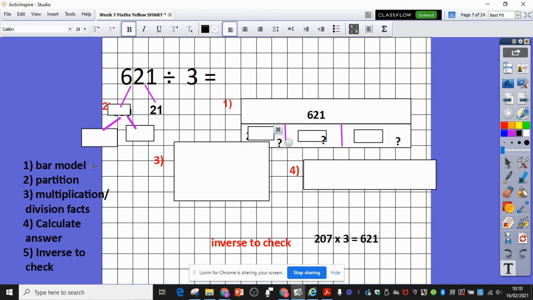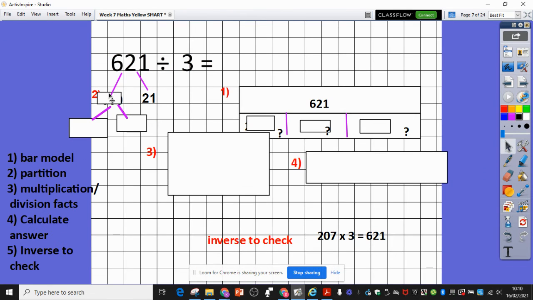I've bar modeled it. So now I'm going to partition out my number. Now I've done something a little bit different here because I know I'm dividing by 3, and I've done something that's going to help me. And if you do the same, then it will help you when you come to your calculations. So here I have partitioned out using my place value.